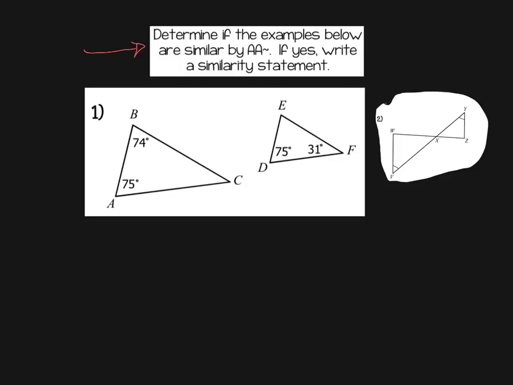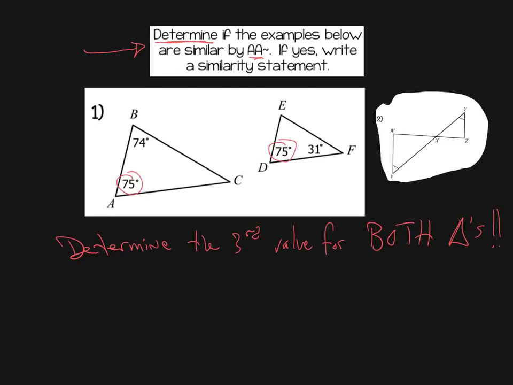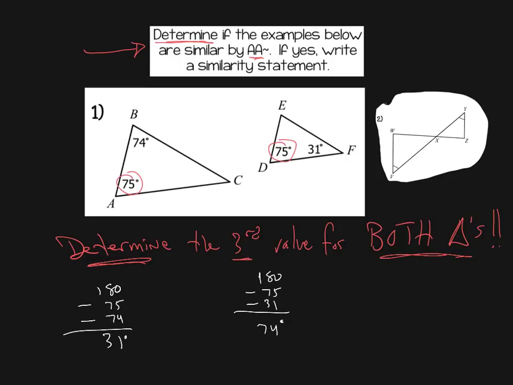It says, determine if the triangles are similar by angle-angle. You're going to make a determination, a decision. So first, we take a look. I see that I have a 75-degree angle here and a 75-degree angle here. But the other two angles don't match. What we need is to determine the third angles in both triangles. So first we are going to determine the third angle value for both of the triangles. That's going to require a little bit of addition and subtraction.